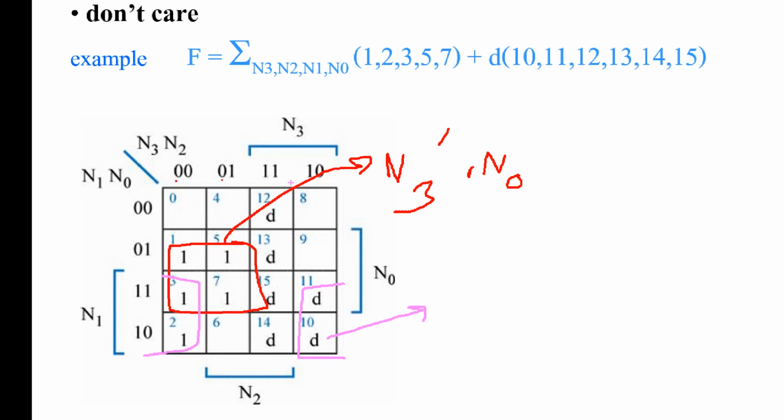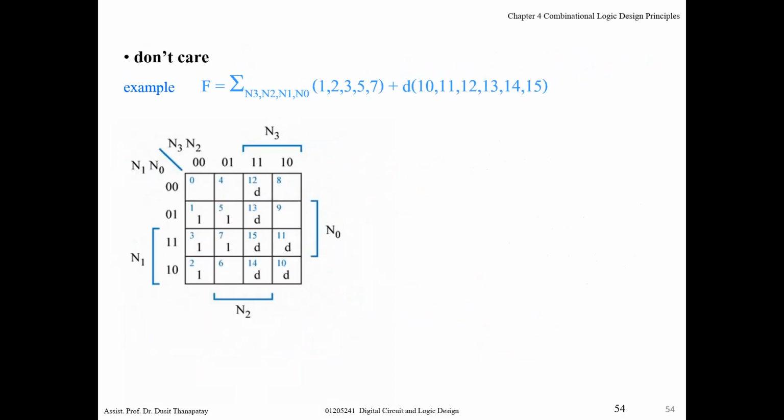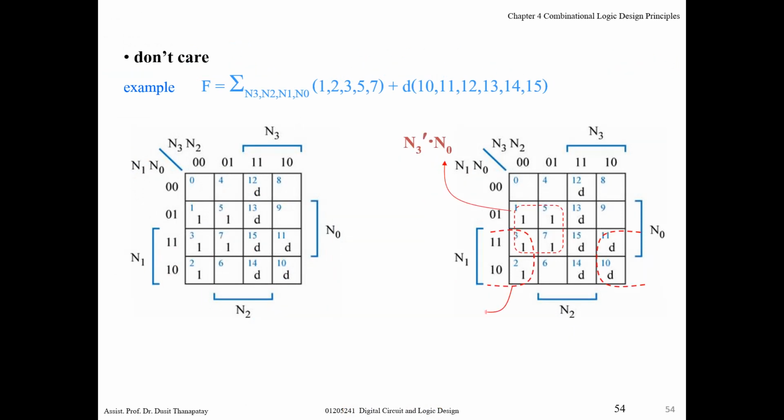Okay? So the result is N3. No, N2. Yeah. Then N2 prime and N1. Okay, that's all. Now you select all logic 1 output, then you can stop the process. And the result is this term plus this term. That's all. Very good. So you get the result, something like this. Then you get the function.